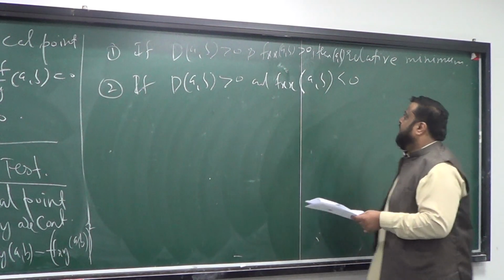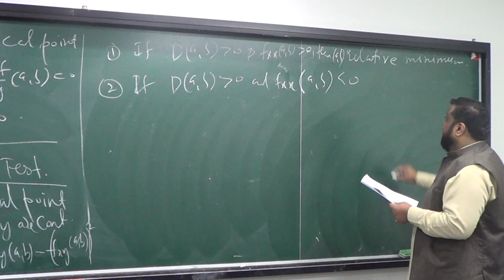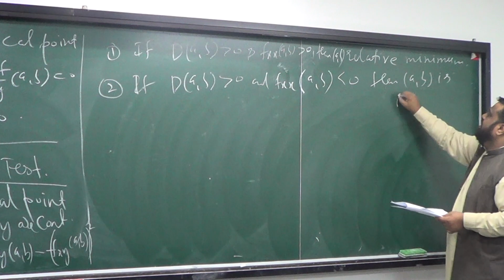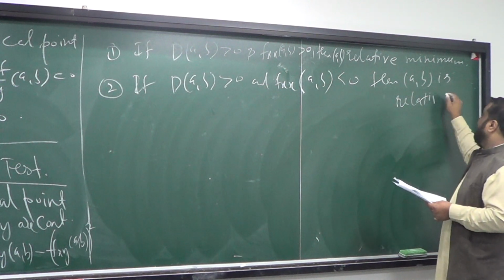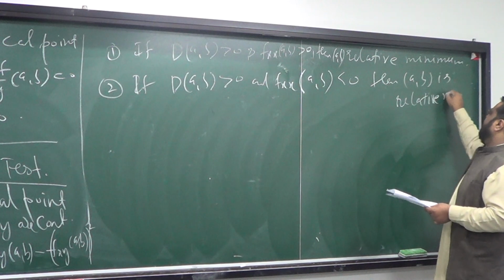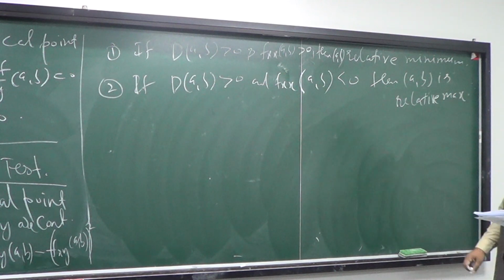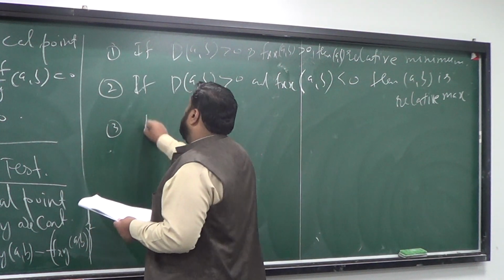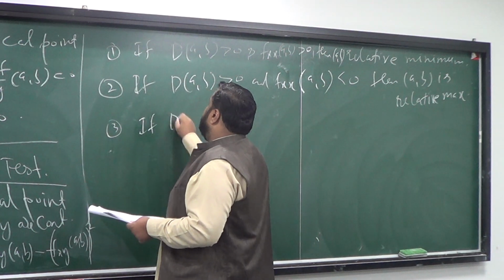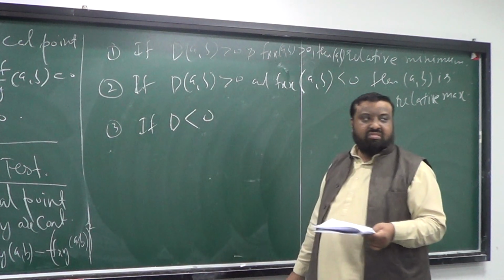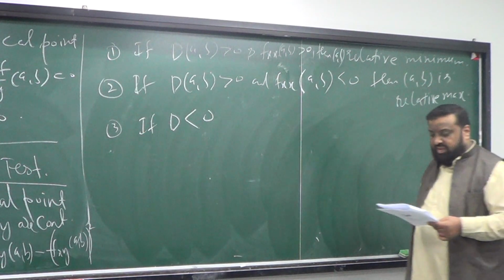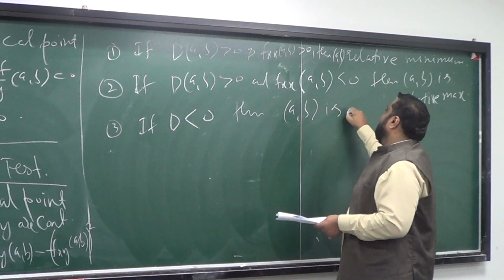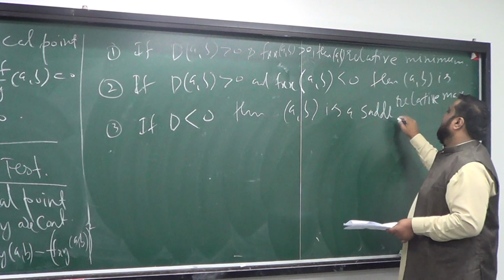And second, if this discriminant is positive and the second derivative fxx at (a, b) is negative, then (a, b) is a relative maximum. Third condition: if D simply turns out to be negative, then (a, b) is a saddle point.